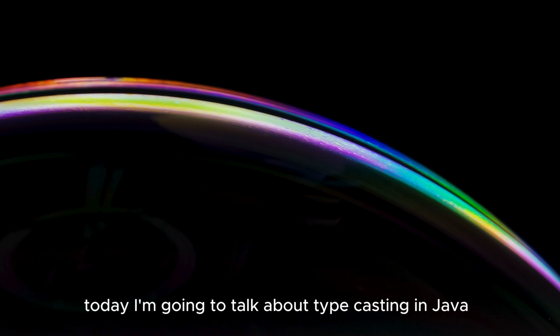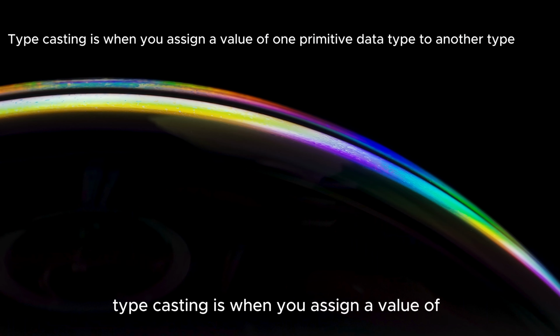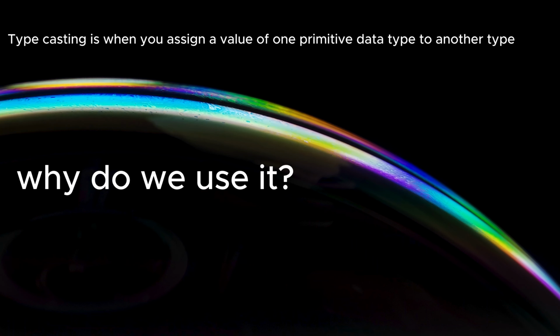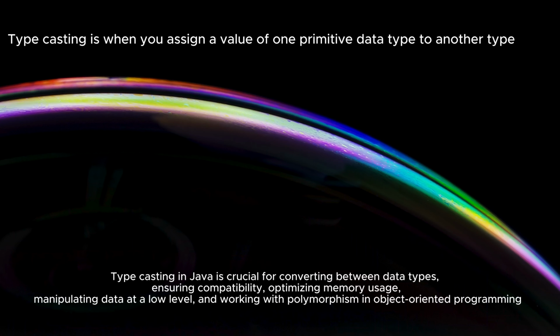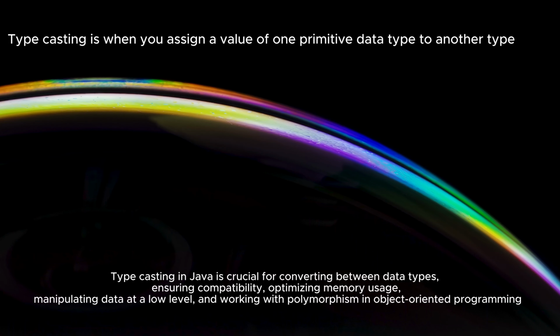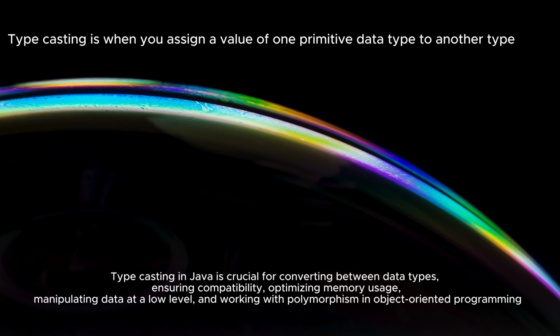Today I'm going to talk about typecasting in Java. Okay, what is typecasting? Typecasting is when you assign a value of one primitive data type to another type. Why do we use it? Because typecasting in Java is crucial for converting between data types, ensuring compatibility, optimizing memory usage, manipulating data at a low level, and working with polymorphism in object-oriented programming. You will know about those things in more videos.